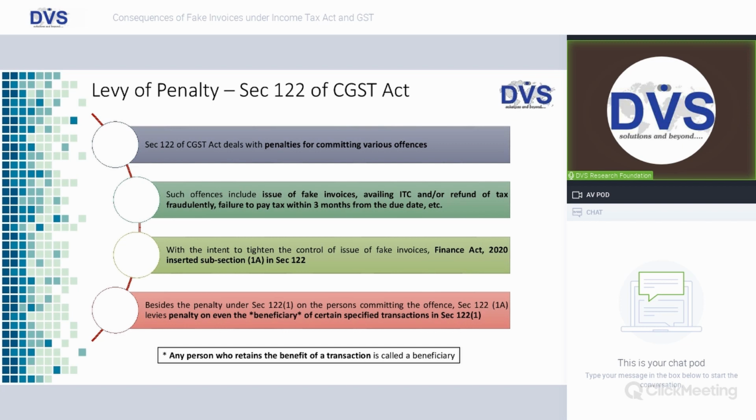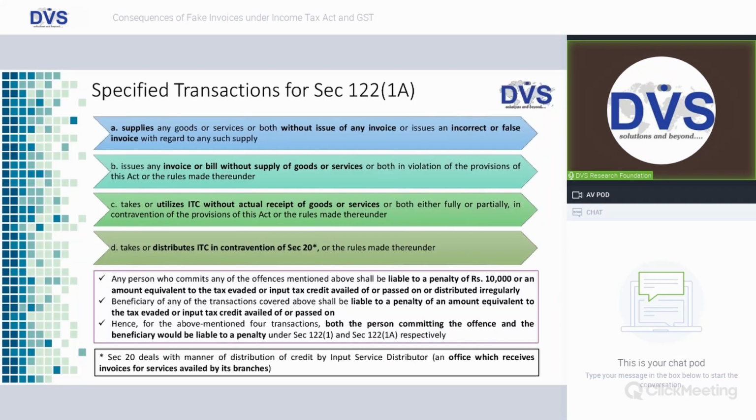But now Finance Act 2020 inserted sub-section 1A, which deals with penalty for even the person who is a beneficiary. So the person who is receiving benefit from such a fraudulent transaction, even that person would be levied a penalty under the GST Act.